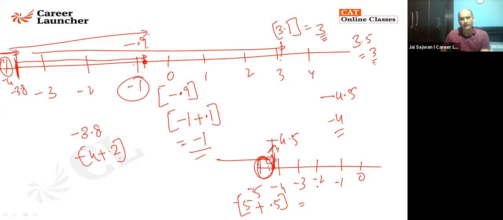Yes, on the number line we will take the left one only. So that comes out to be -5 here. Okay. I'm sure it is also clear to all of you.